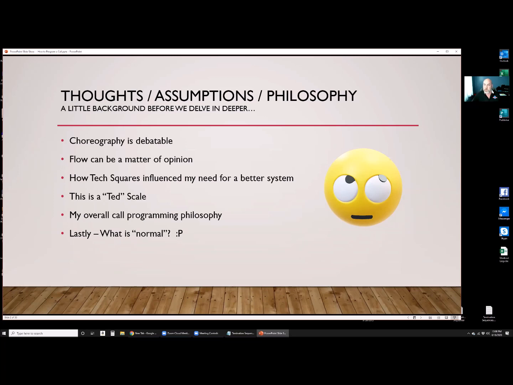If you do something a certain way in your group all the time, that's normal. So it's also normal if your group has bad timing and bad flow and you call things that don't work and your dancers work with you, they consider that normal. So be careful, because what is quote unquote normal is not necessarily exactly the same across the board.